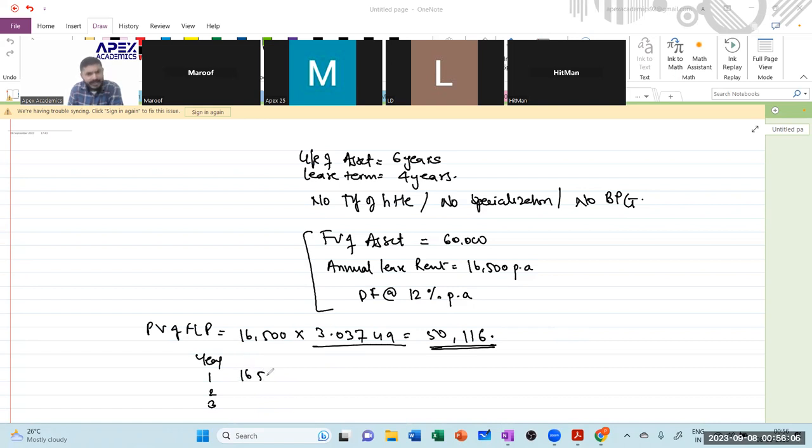50110. Yes, that will work. It's a decimal rounding off. Don't get worried. 50111. It's a decimal rounding off. Yes, sir. Decimal problem.